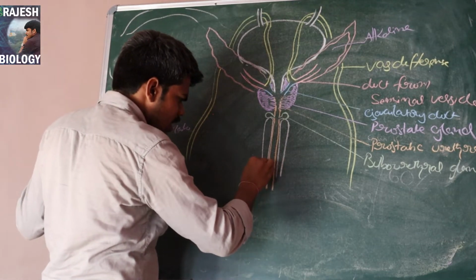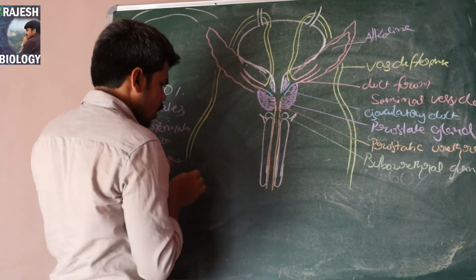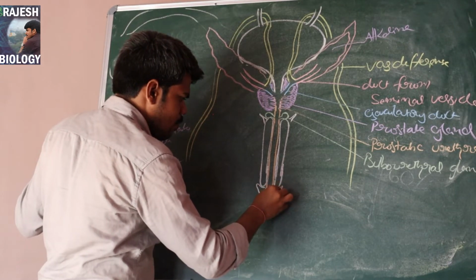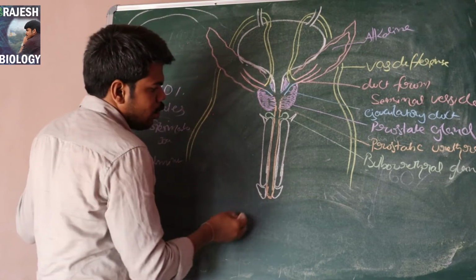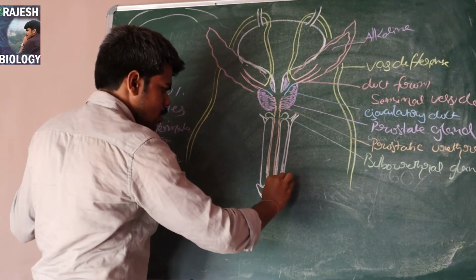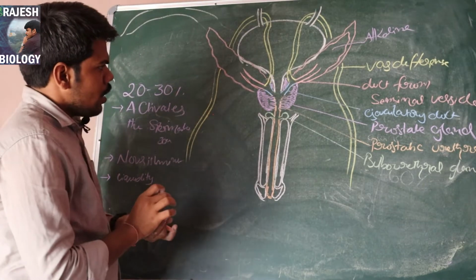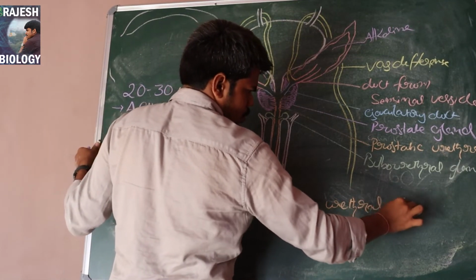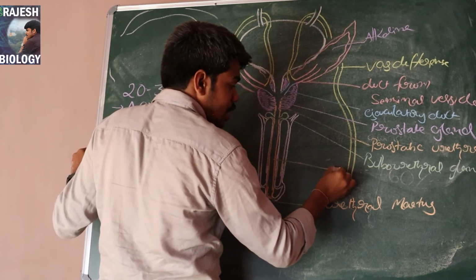And here these are the corpora cavernosa. And of course this is the glans penis. The urethra also becomes swollen here at the end, and it opens out with the help of the urethral meatus. So it is external genitalia, and it opens out with the help of the urethral meatus. And this is the spongy penis, or spongy urethra, or penile urethra.